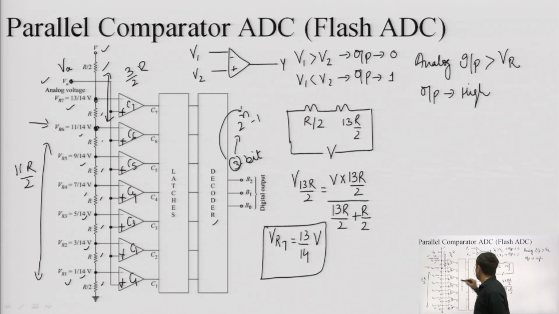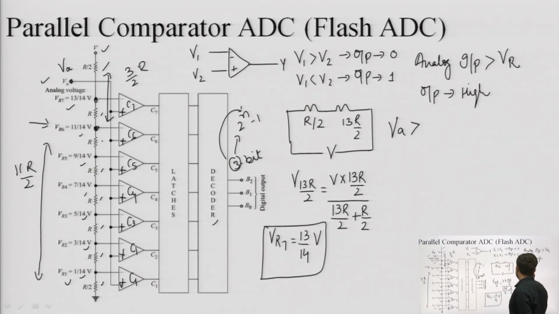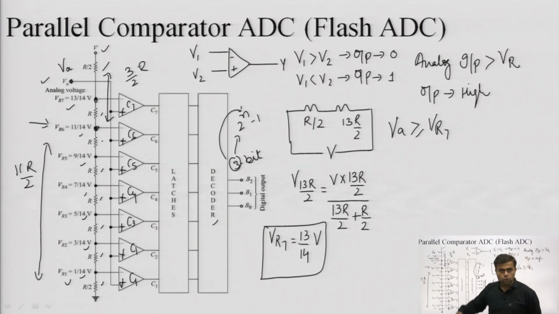So if VA is greater than or equal to VR7, if the analog voltage applied on this terminal VA is greater than VR7, then we need not check other comparisons, because the applied voltage is greater than the greatest voltage. VR7 is the greatest voltage among VR1 to VR7. So if my applied analog input VA is greater than VR7, then I need not check all the comparator outputs, because if C7 is generating 1, then C6 to C1 will definitely be generating 1.